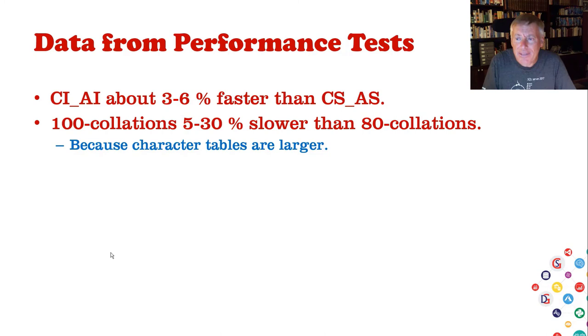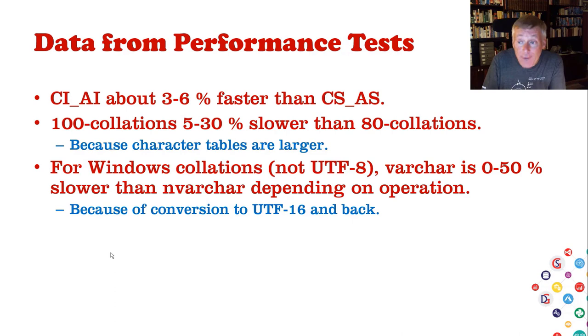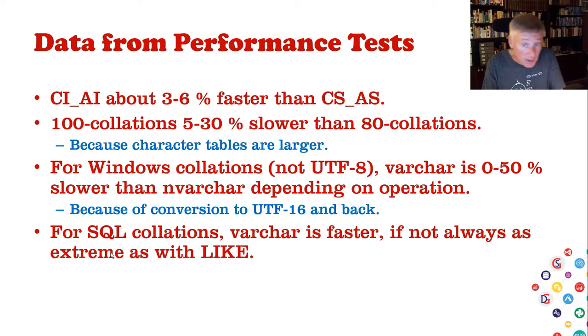And I would assume this is because the character tables are even larger because more code points are defined. This is kind of interesting. For a Windows collation, Varchar, and not talking about UTF-8, I will come back to those later, but with legacy collations, Varchar is up to 50% slower than NVarchar, depending on the operation, because of that conversion to UTF-16 and back. For the SQL collation, it's the other way around, because there's no conversion forward and back, and the rules for Varchar are simpler, but only with the LIKE operator do you get this extreme difference. Well, PATINDEX as well, of course, but for other things, I think the sorting operation was like 40% faster, again comparing it for SQL collation.